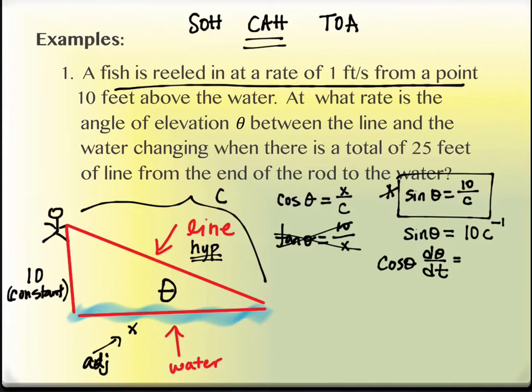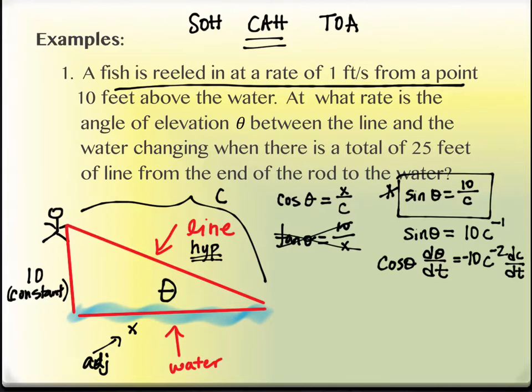On the other side, 10, that's good. What's the derivative of c to the negative 1? Good, negative 10c to the negative 2. But c is changing, right? That's the fishing line. It's changing with respect to time. So I have dc dt. Okay, everybody good so far?